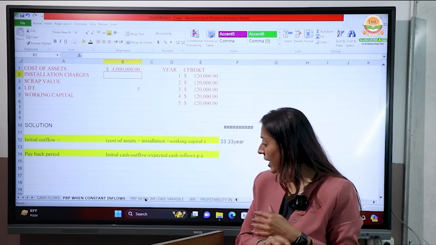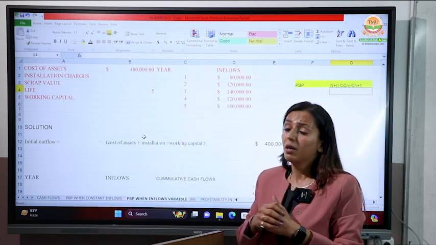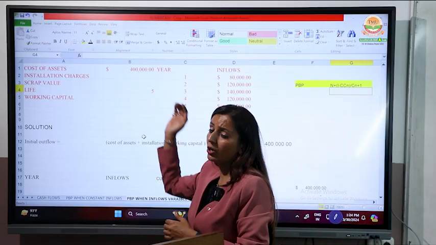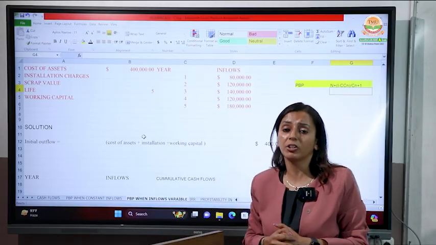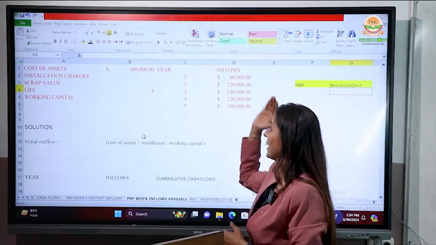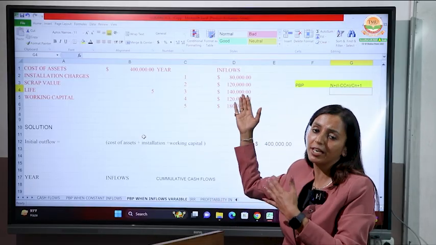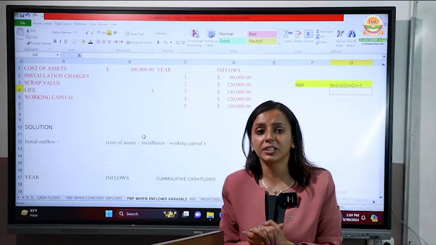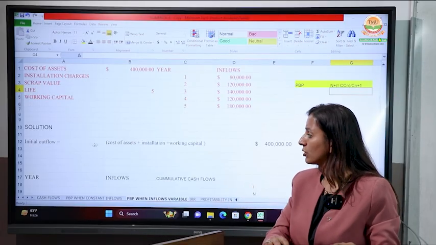Now coming to the next question, what happens if my cash inflows are not the same? I am investing rupees 4 lakh, but my inflows are not the same. The first year I am getting 80,000, the second year 120, and so on, different in different years. Then how do we calculate this? So again, we will do it in this question also.